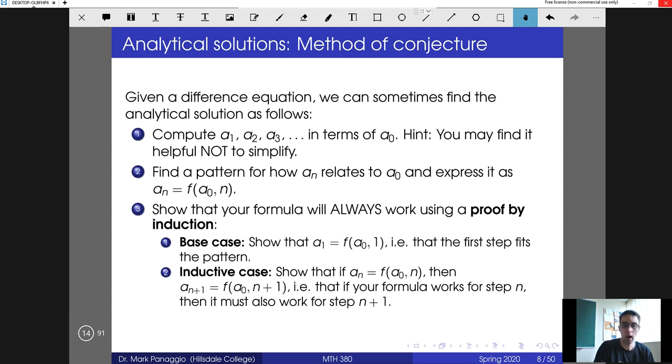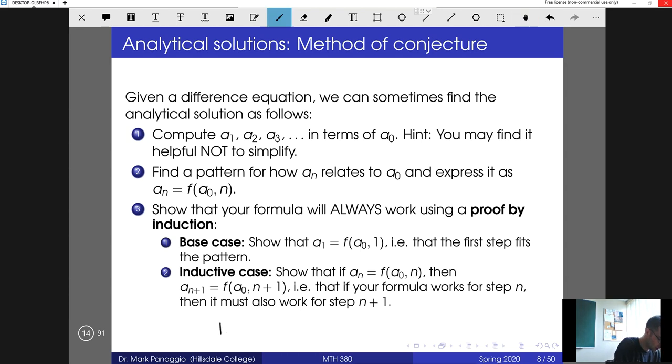Okay? Once you've got your hypothesis, though, that's still just a hypothesis. We're not sure that that works. And so what we want to do then is prove that this formula will always work. And you can use a method called proof by induction. Proof by induction says the following. If I can show that my formula works for the first case, and I can show that whenever it works for one case, it's going to work for the next case, then we can show that the formula works for everything. So it's a little bit like dominoes.